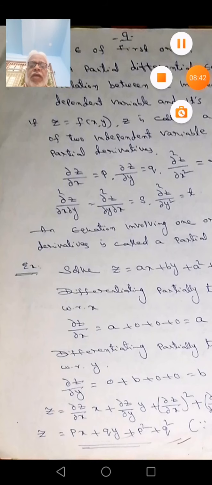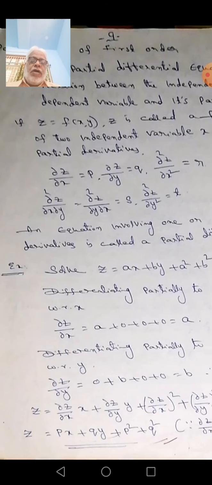Partial differential equations means like this: z is equal to px plus qy plus p square plus q square. This is called partial derivatives, where p is ∂z/∂x and q is ∂z/∂y. So z is equal to px plus qy plus p square plus q square is called a partial differential equation.